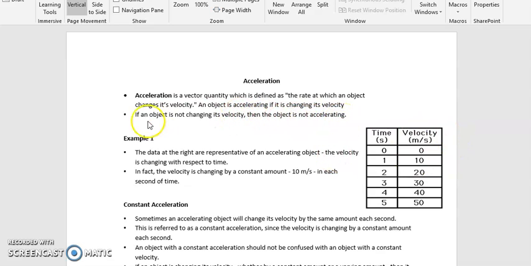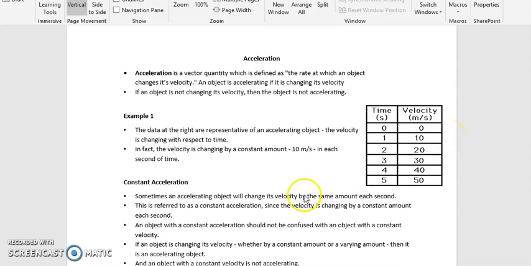So let's take a look at this example here, example 1. So the data on the right shows an accelerating object because the velocity is changing with respect to time. So it's actually changing by a constant amount of 10 meters per second. So here if we look at our chart, at a time of 0, we have a velocity of 0 meters per second. So if you have no velocity, you're not going anywhere.